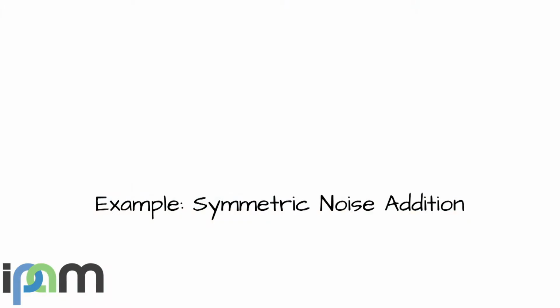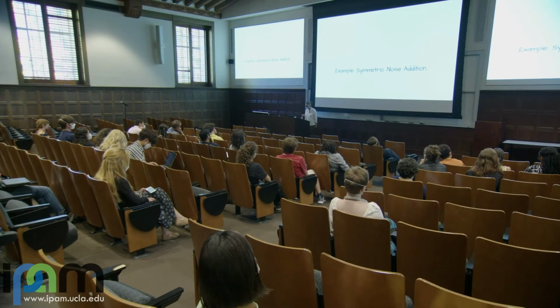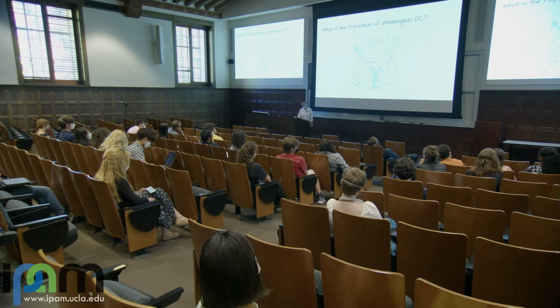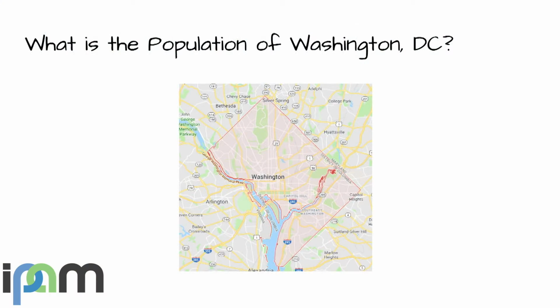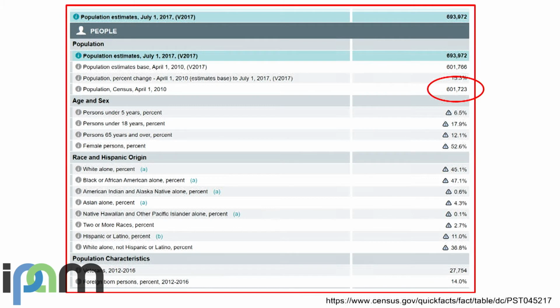So I'm going to give you an example of one simple technique. The general flavor is symmetric noise addition. Our question is going to be, what is the population of Washington, D.C.? This is taken from the Census Bureau website. Population estimates, July 1st, 2017. And the number that's given there is 601,723.